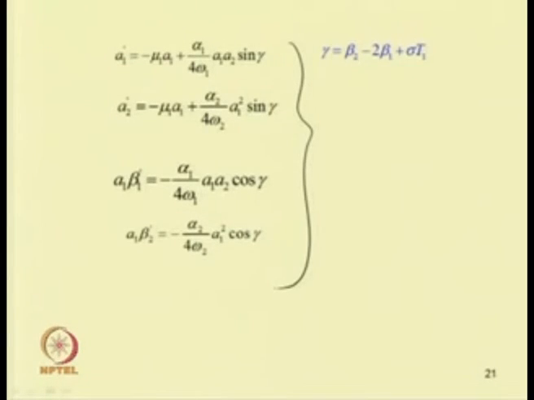So, we can write a 1 dash equal to minus mu 1 a 1 plus alpha 1 by 4 omega 1 a 1 a 2 sin gamma, where gamma is beta 2 minus 2 beta 1 plus sigma T 1, and similarly a 2 dash can be written equal to minus mu 2 a 2 plus alpha 2 by 4 omega 2 a 1 square sin gamma.